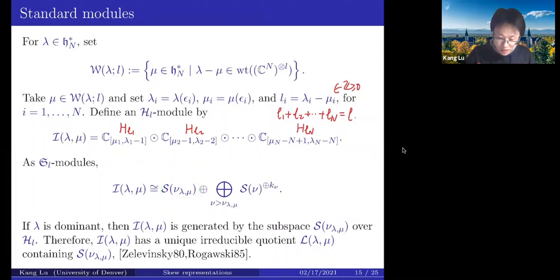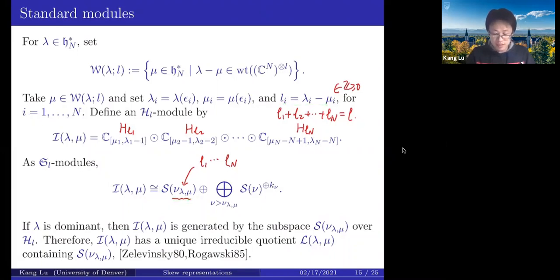So let me explain what this partition is. This partition is just obtained from such a sequence: you just arrange it into decreasing order, and you will get a partition. This partition I will denote by nu lambda mu. This is just you rearrange all those L's.